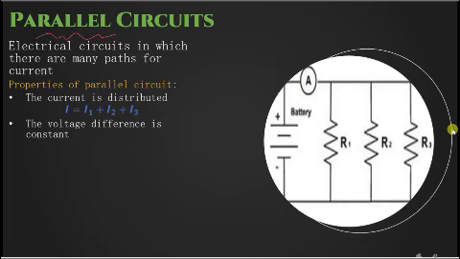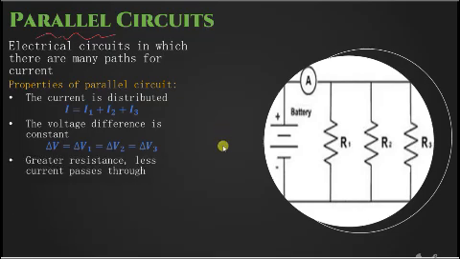And the same thing for the potential difference. We said in the series circuit that it is distributed, but here it will be constant. So what's coming from the battery is equal to the potential difference that R1 has, the same thing for R2, and the same thing for the third resistance. And here, the greater the resistance, the less current passes through. So again, greater resistance, less current passes through.